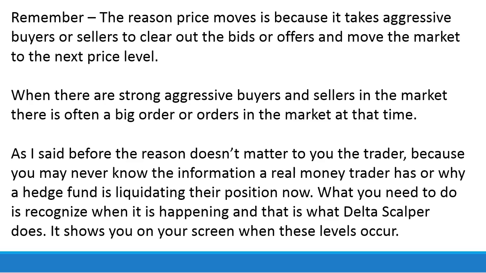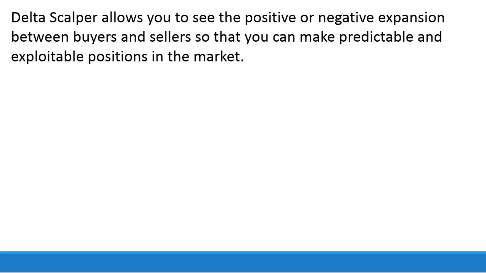So as I said before, the reason doesn't matter to you, the trader, why the market's moving, because you never know the information a real money trader has, or why a hedge fund is liquidating a position now or getting into a position. What you need to do is recognize when it's happening, and that's what the Delta Scalper does. It shows you on your screen when these levels occur. The Delta Scalper allows you to see the positive or negative expansion between buyers and sellers, so that you can make predictable and exploitable positions in the market.